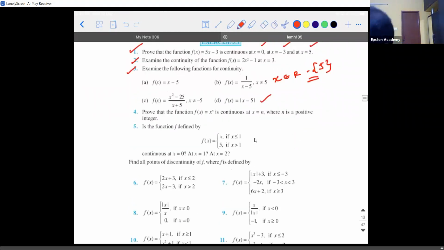Okay, you guys try it. If there is any doubt, reach out to me. Next. Prove that the function f of x is equal to x power n is continuous at x is equal to n.